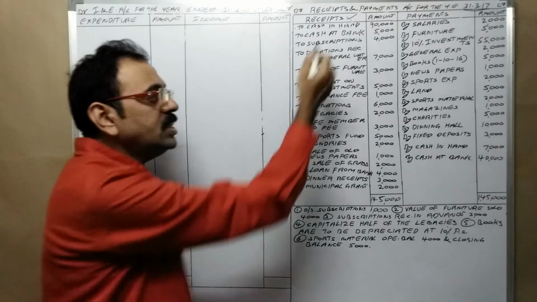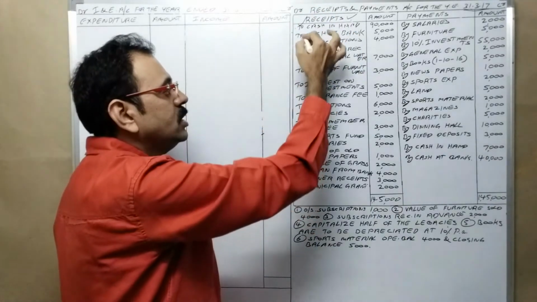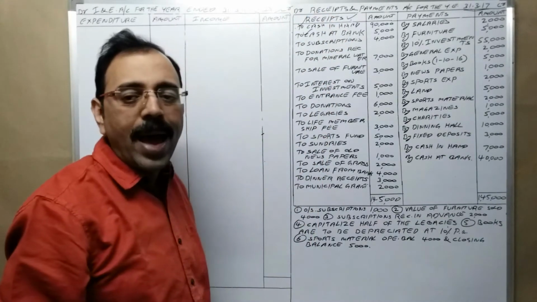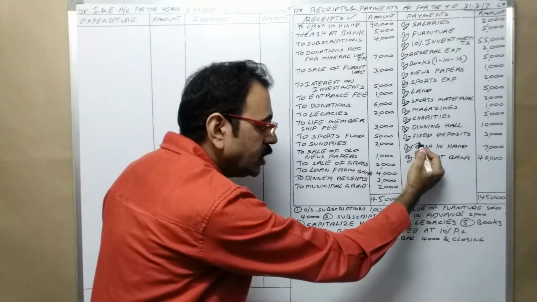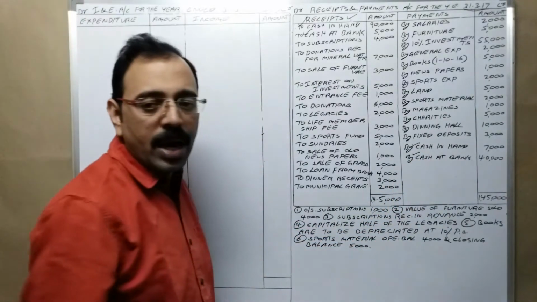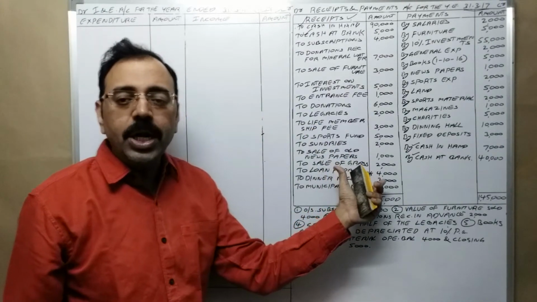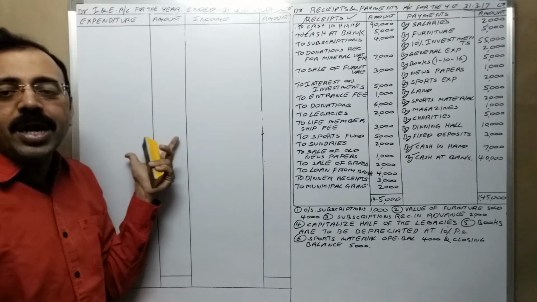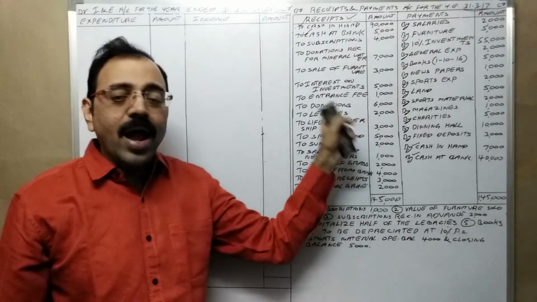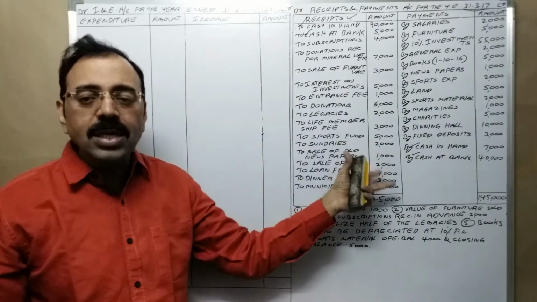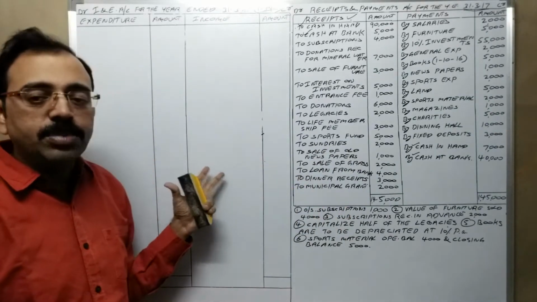Next, receipts and payments account. We start with opening cash balance and opening bank balance. We end this account with closing cash balance and closing bank balance. But these cash and bank balances do not appear in income and expenditure account. Cash in hand and cash at bank, opening balances and closing balances, do not appear in income and expenditure account.